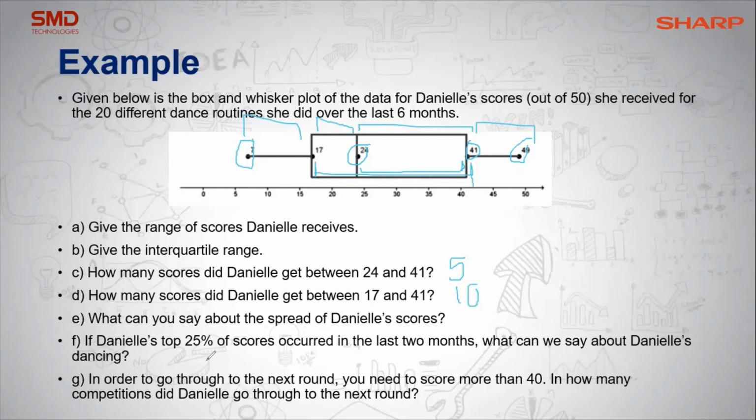And then if Danielle's top 25% of scores occurred in the last 2 months, what can we say about Danielle's dancing? Well, if all 25% of her top scores, which is between 41 and 49, occurred in the last 2 months, it means Danielle's dancing has improved. Okay. In order to go through to the next round, you need to score more than 40. In how many competitions did Danielle go through to the next round? Well, we can see from here, she scored between 41 and 49, 25% of the time. So she went through 5 times out of the 20.